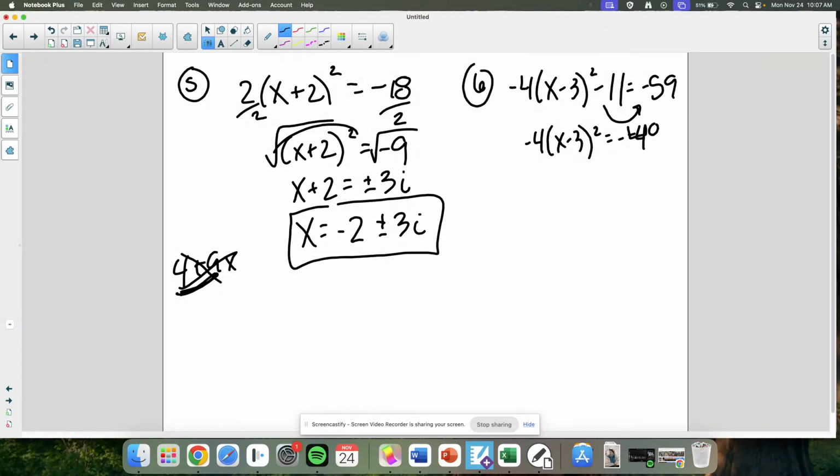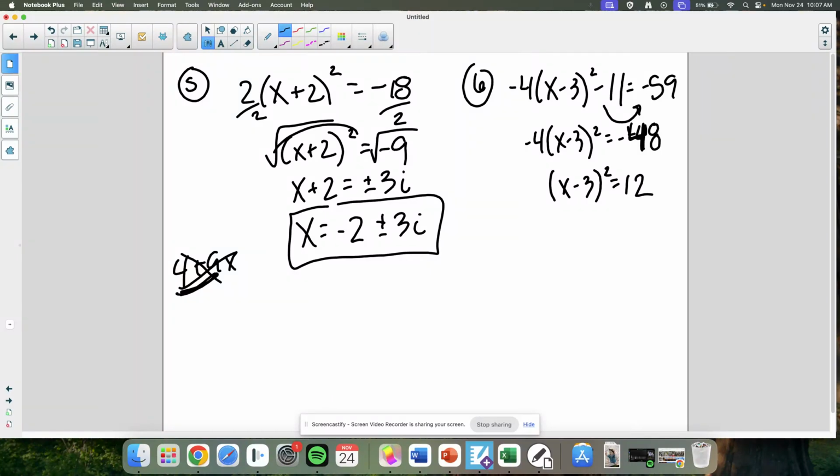Well, negative 48. What's the next thing we have to do? Divide by the negative 4. So you then get rid of that. What's negative 48 divided by negative 4? 12.